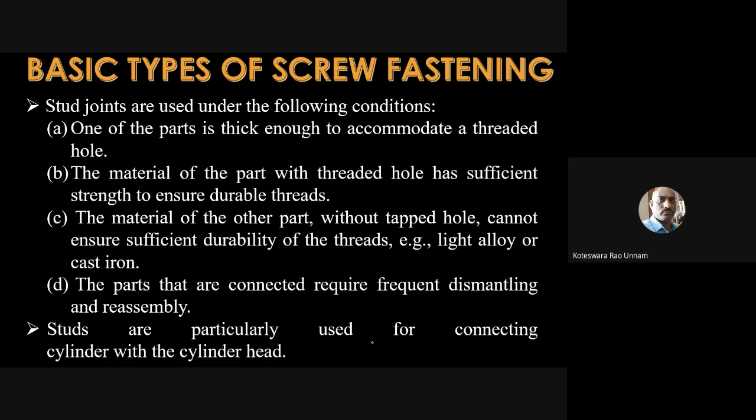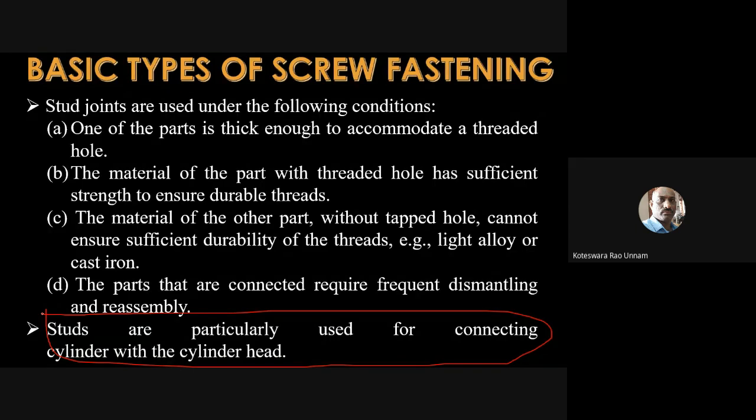Studs are particularly used for connecting a cylinder with the cylinder head. If you take our IC engines, or whenever there is a cylinder and cylinder head, generally these studs are used to connect them. For a stud, both ends will have threads. Whereas in the case of a bolt, threads are there on only one end. Even in a tap bolt, you have threads on only one end, whereas a stud will have threads on either side, so both ends of the stud have threads.